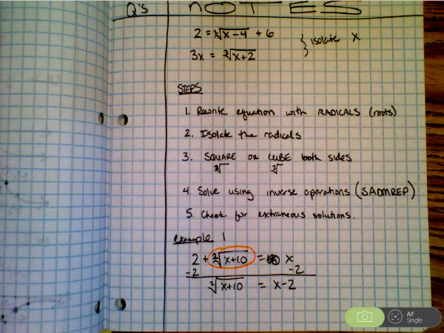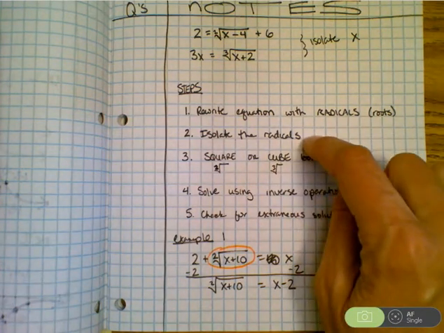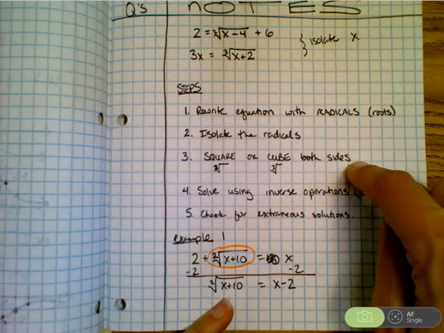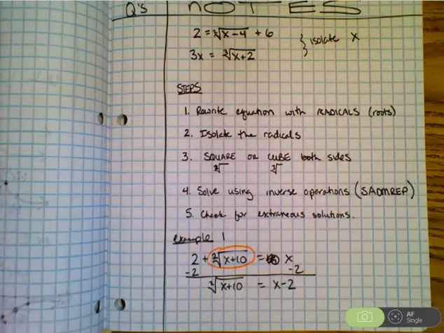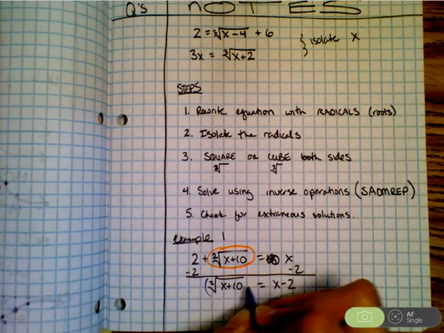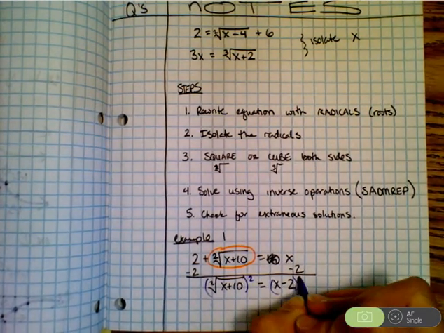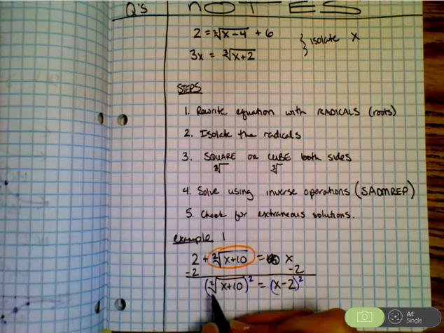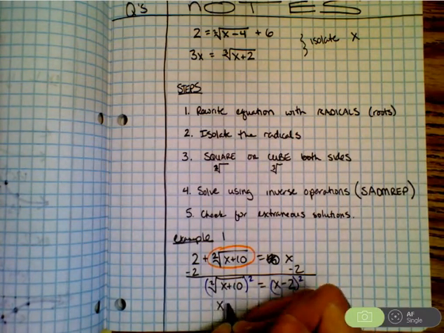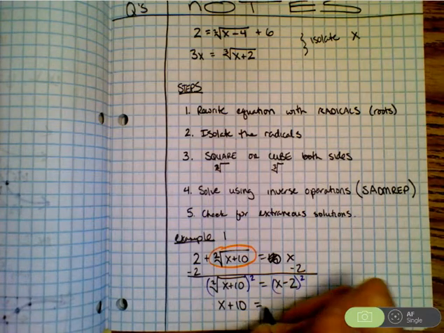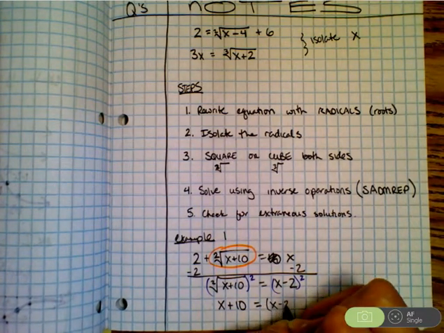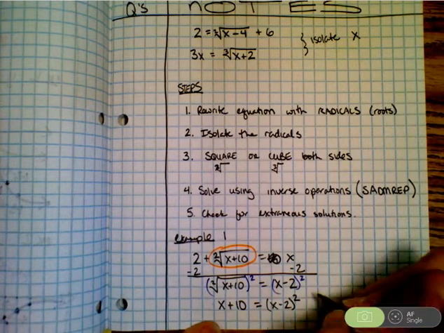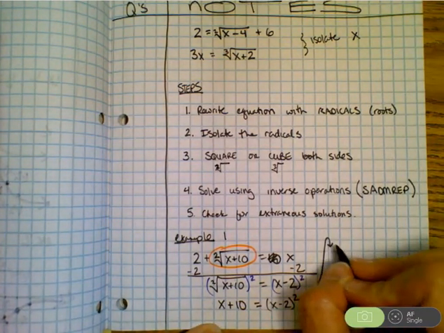So far, so good. Now we've isolated the radical because we have a square root by itself over here. So we're going to either square or cube both sides. Because this side has a square root, I'm going to square both sides. When I square both sides, over here I get just x plus 10. Over here I get x minus 2 squared. Well, I got to do a little bit more work then to solve that.